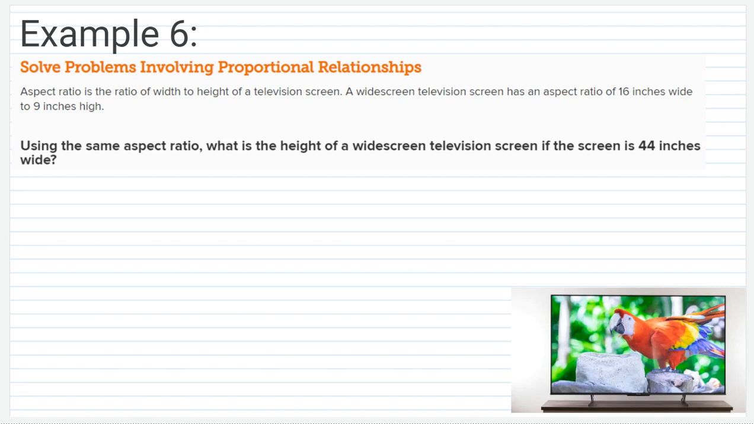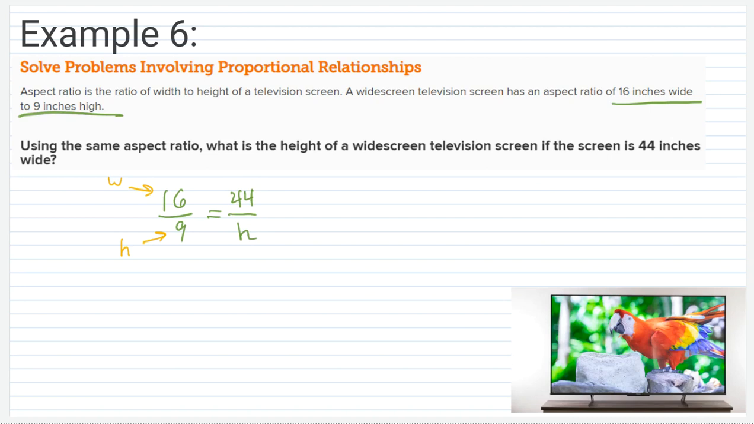So I'm going to set up a proportion on this one. We have our initial ratio here, so 16 inches wide to 9 inches high. So I'm going to write 16 over 9, and I'm just going to make a note to myself that the top value is talking about the width and the bottom value is talking about the height. Because when I set up the other side of this proportion, I do want to make sure that I'm writing those same quantities in the appropriate spots. So the width should be written on the top, which I do know because they tell me it's 44, but I don't know what the height is, so I'm going to use H for height.